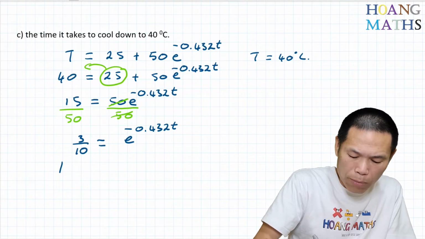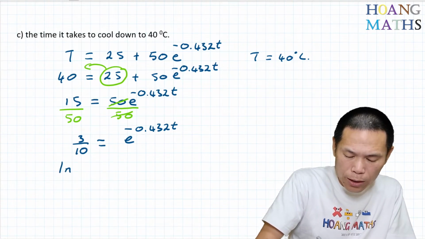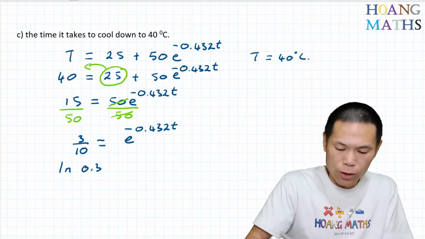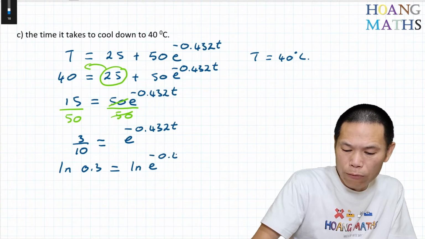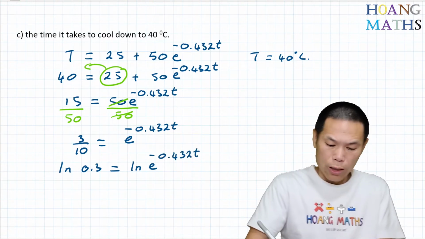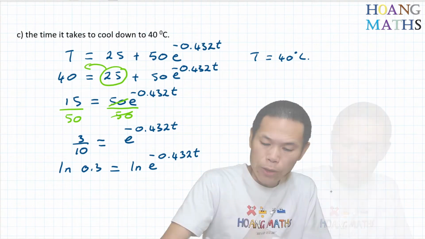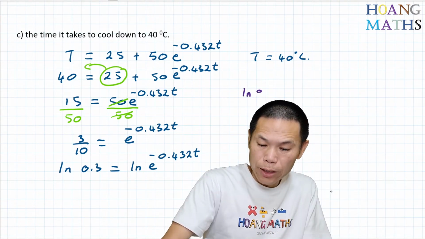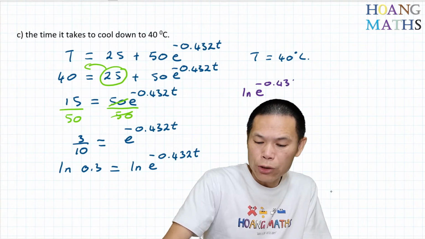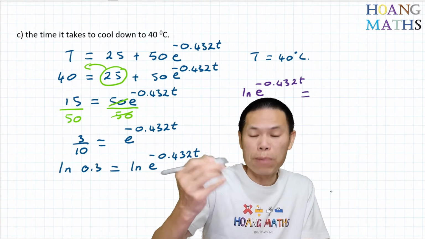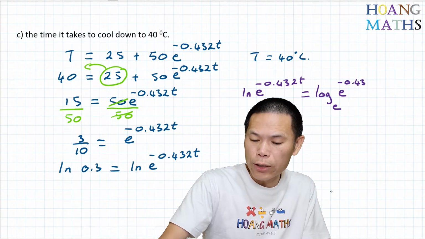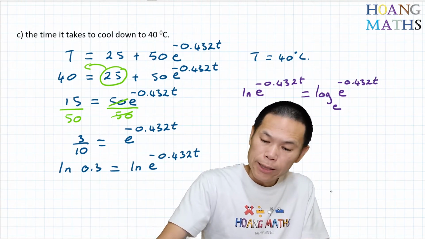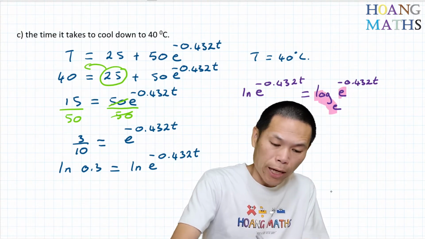So I use log base e, that is ln 0.3, because 3 over 10 is 0.3, equal to ln of e to the negative 0.432t. So there you go. And don't forget, ln is log base e, if you like. So I just write this here so you can see log base e of e to the negative 0.432t. Now, since it is the same base, they cancel each other out.